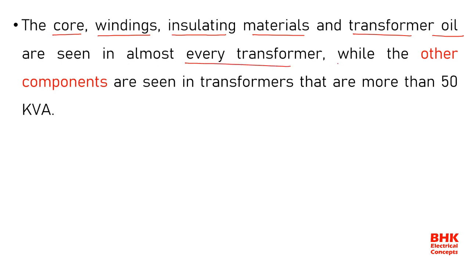But the other components are available when the transformer has more than 50 kVA rating. Okay, so core, windings, insulating materials, transformer oil: all these parts are available in each and every transformer. But the remaining components are always available when the transformer has more than 50 kVA rating. Okay, so this is a very important point.